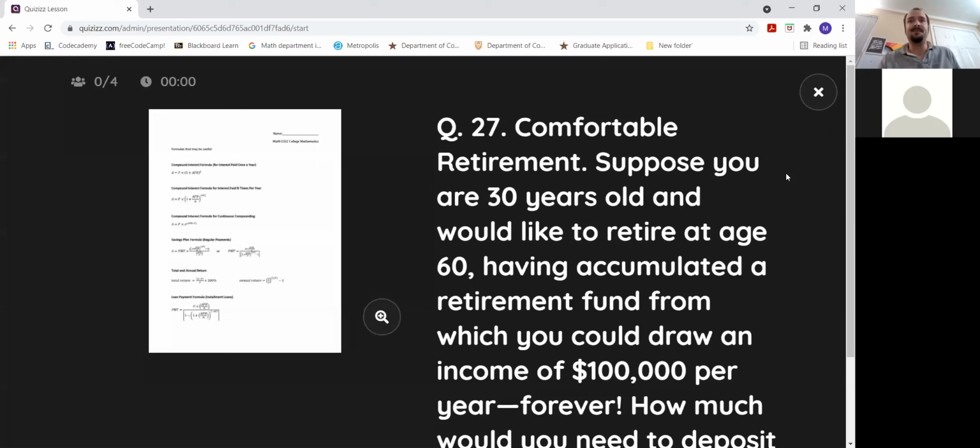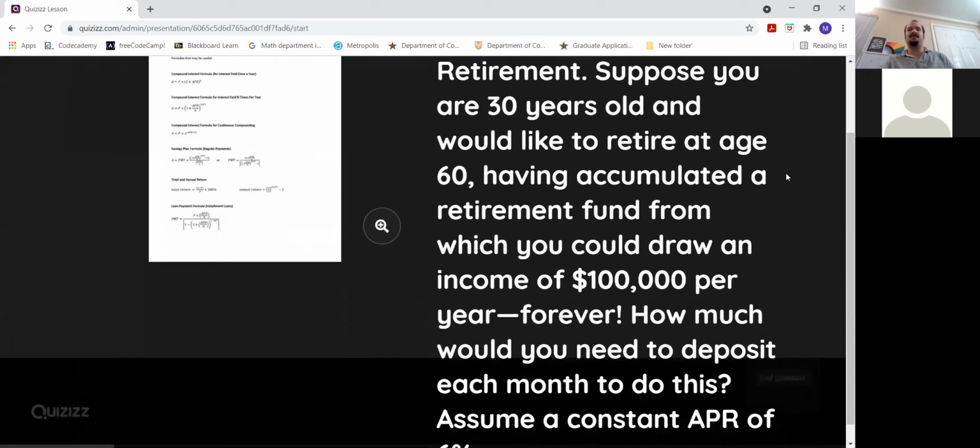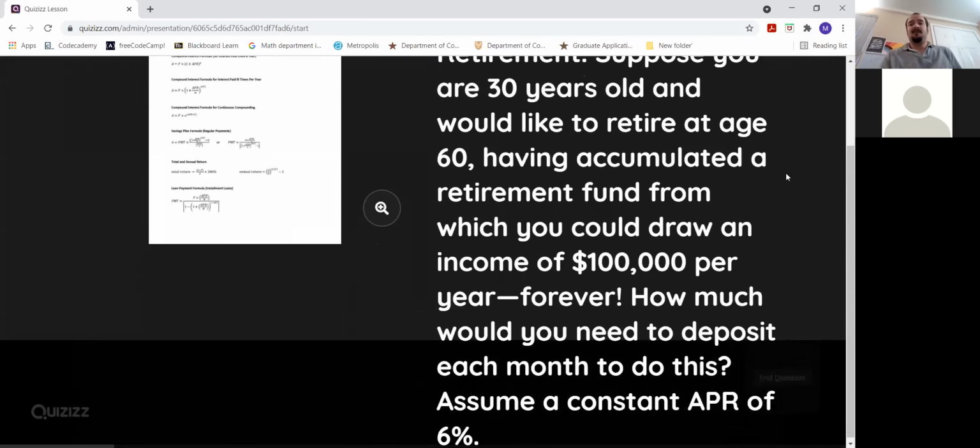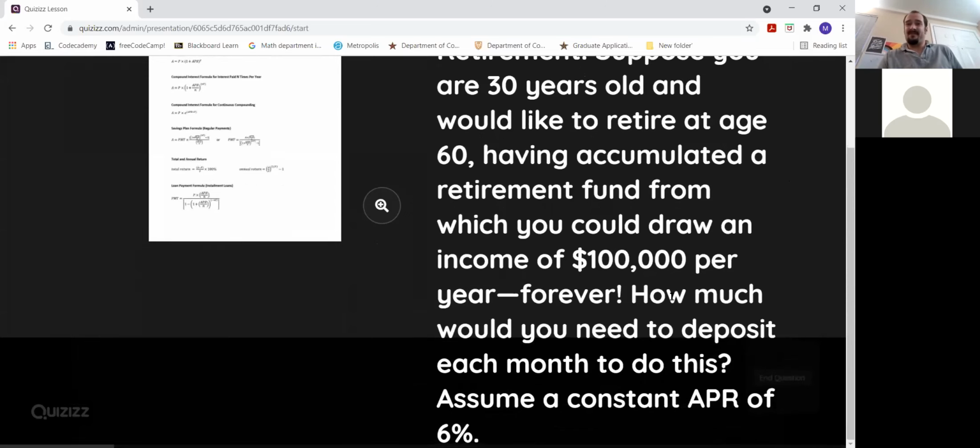Some kids not happy. Suppose you are 30 years old and would like to retire at 60, having accumulated a retirement fund from which you can draw an income of 100,000 per year forever. How much would you need to deposit each month to do this? Assume a constant APR of 6%.